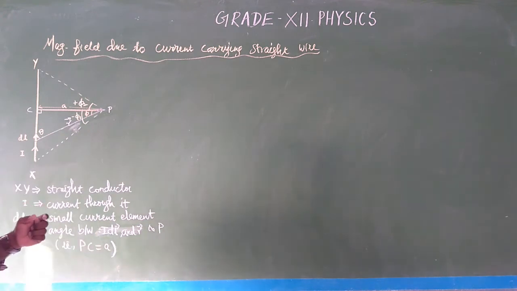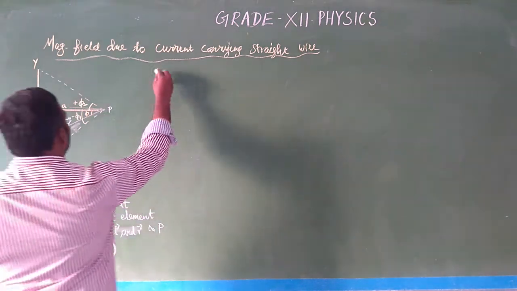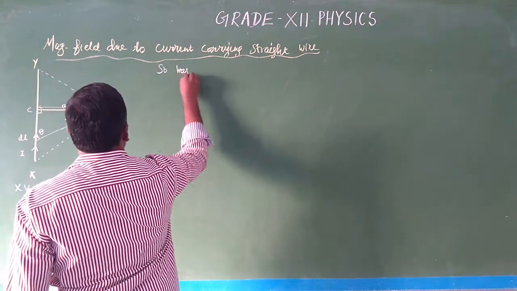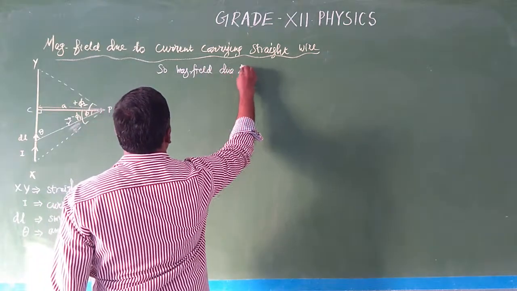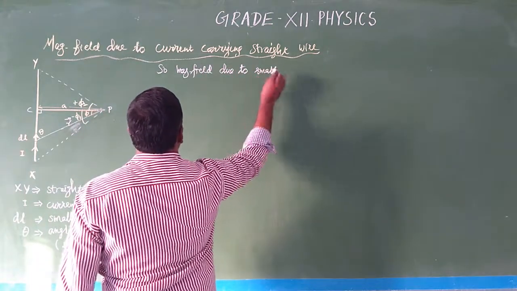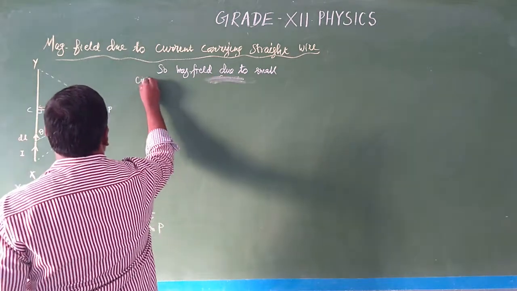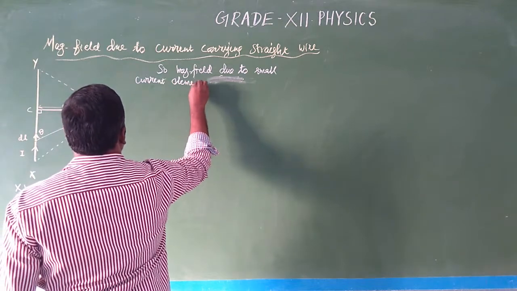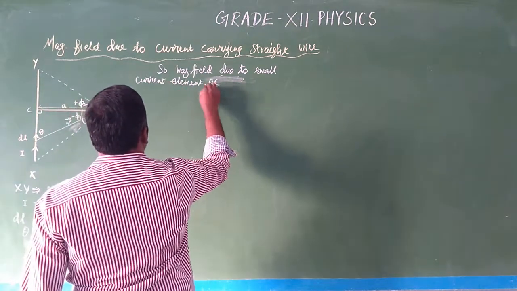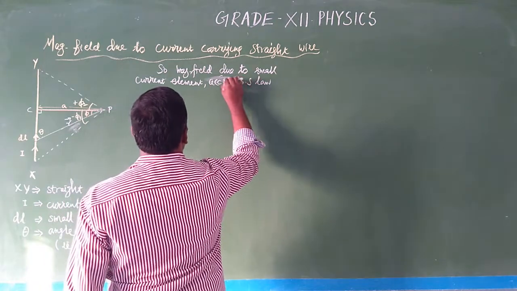இனிமேல் நம்ம பார்க்க போறது எல்லாம் applications of Biot-Savart law. அதுல first magnetic field due to the straight wire. So magnetic field due to small current element according to Biot-Savart law. So already நம்ம determine பண்ணிருக்கோம்.